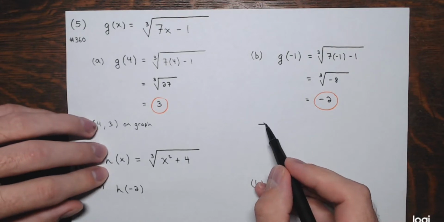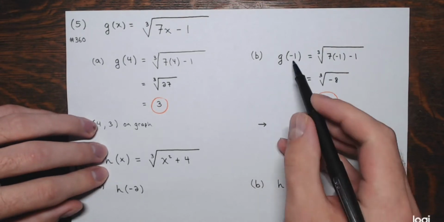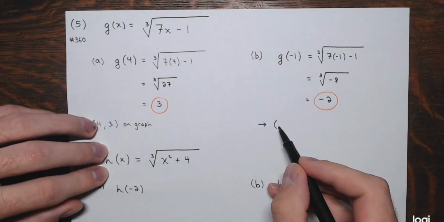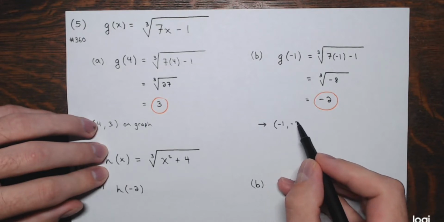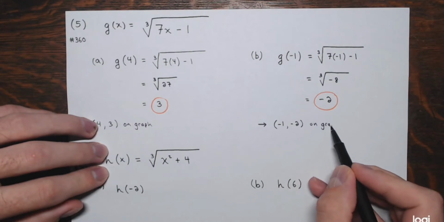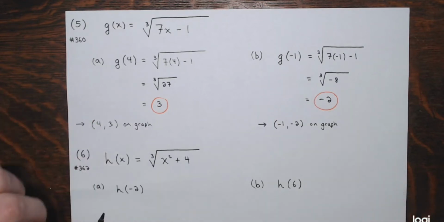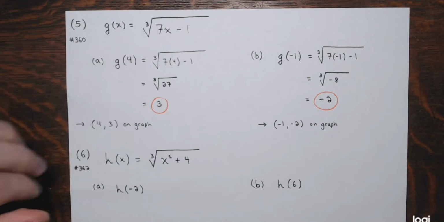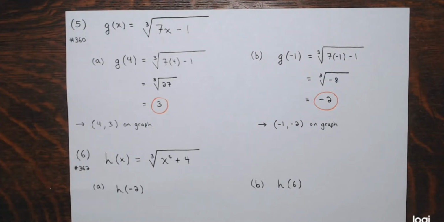But again, we can say something about the graph, right? Input -1, output -2. So -1, comma, -2. This ordered pair would be on the graph of this function called g. And let me do that. All right, let me show you again.